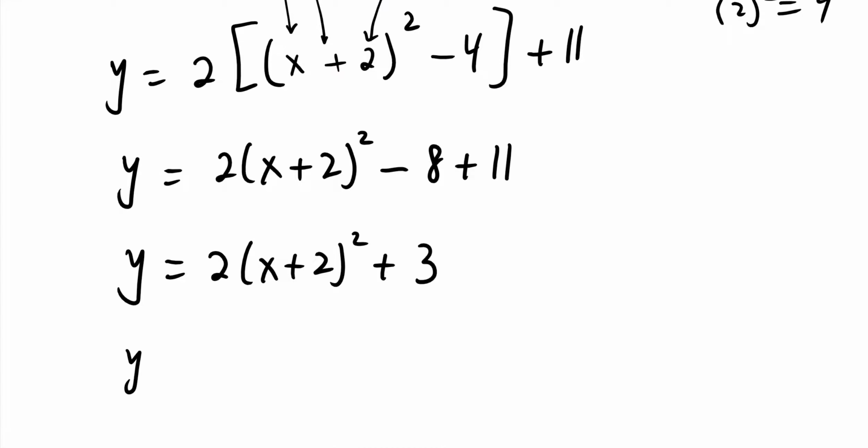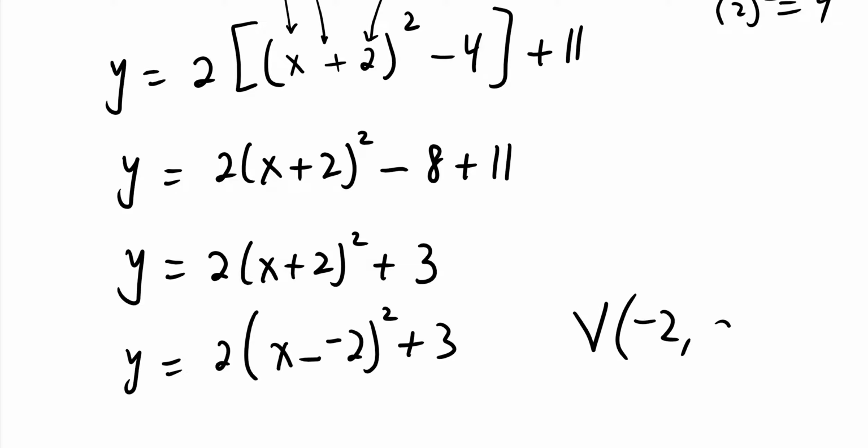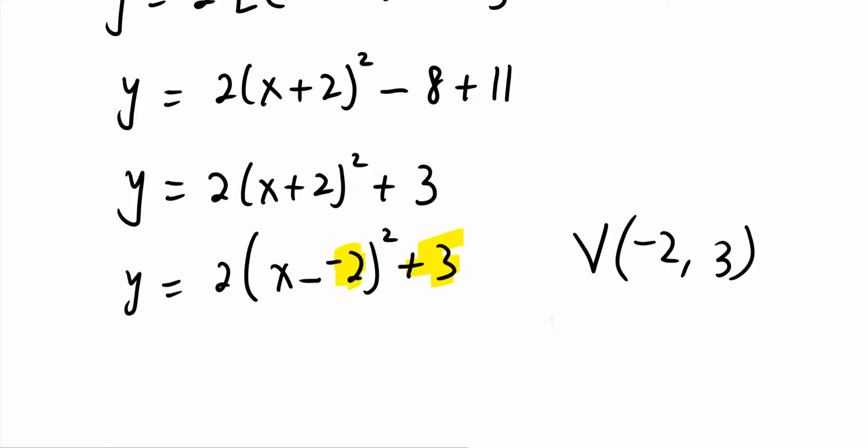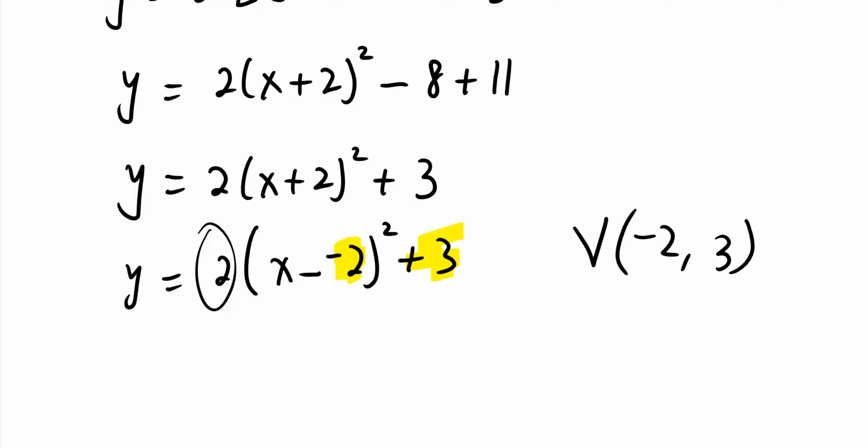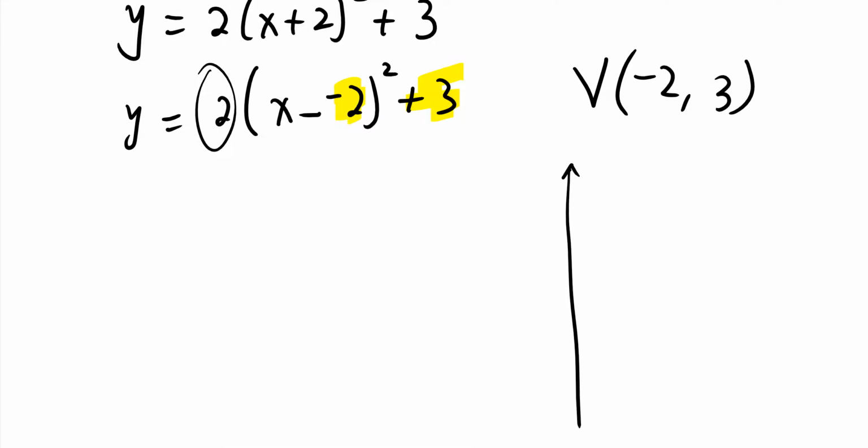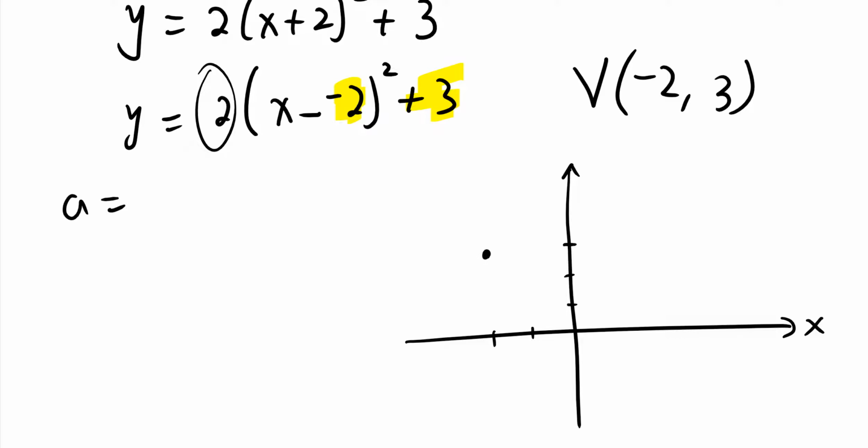If this is a plus inside, you can always rewrite it like this, (x minus negative 2) squared plus 3. So the vertex is negative 2 comma 3 right away. This is h and this is k, h comma k. And then this here is a. That might help us to find the rest. So let's see how we finish it up. First I'm going to plot this negative 2 comma 3. And notice how it's positive. A is positive 2, so it opens upward.